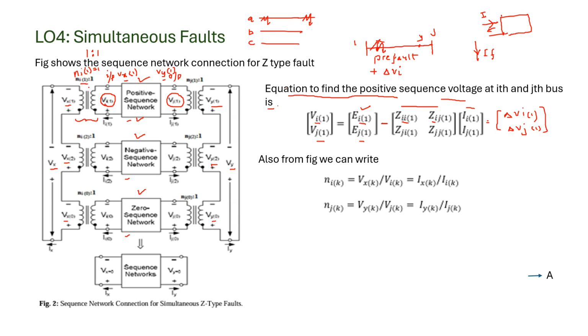Now suppose the fault has taken place on phase B. In the positive sequence voltage, we know that this is VA1, and this is VB1 and VC1. Now you are interested in VB1, not VA1. But how to convert VA1 to VB1? So you have to multiply this by alpha square.